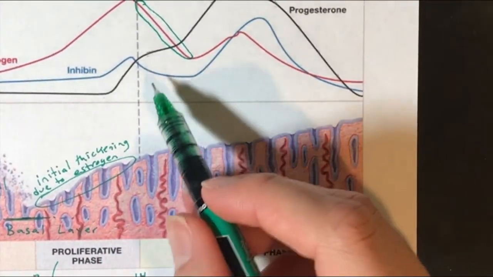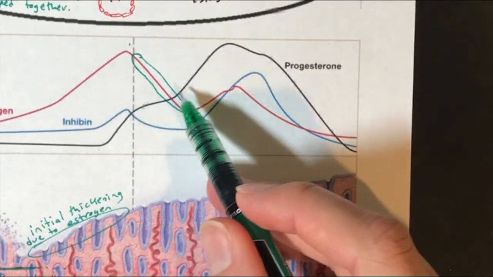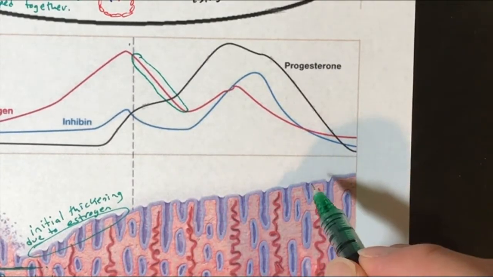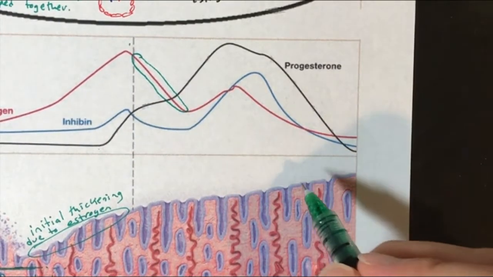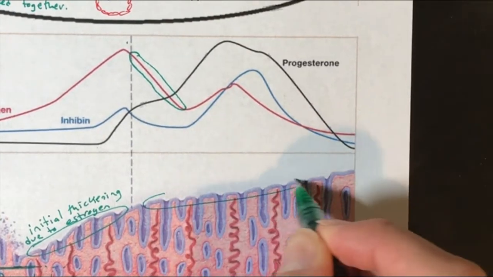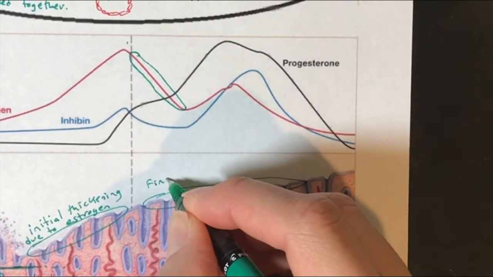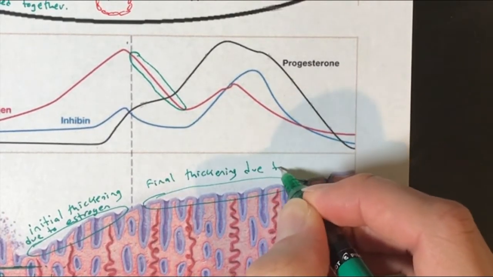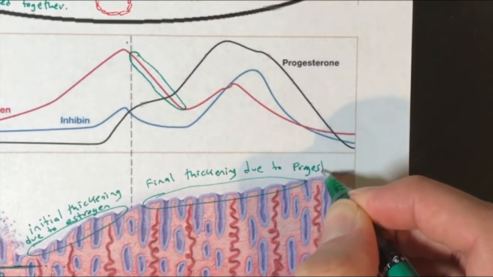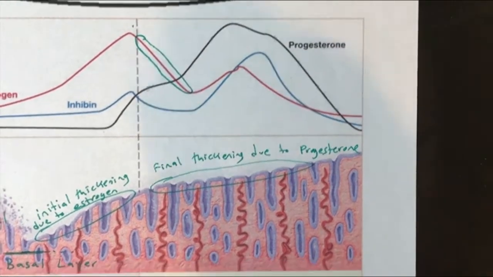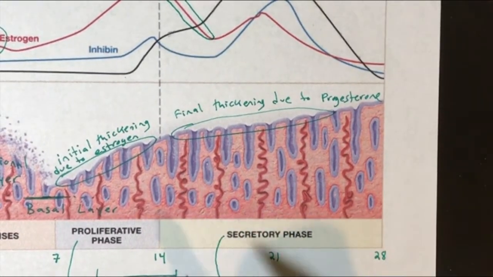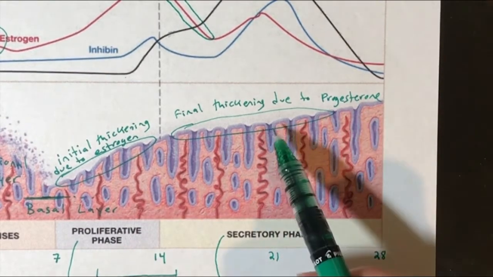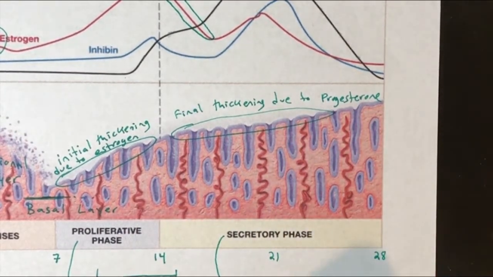Then, as this progesterone really ramps up in concentration, that's going to start helping the uterine lining finalize its thickening. So this final thickening is due to progesterone. So initially, the thickening is estrogen. In the secretory phase, it's due to progesterone.